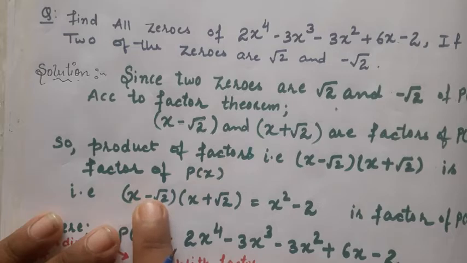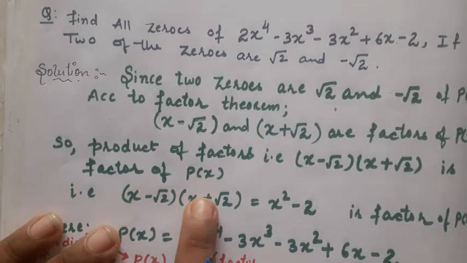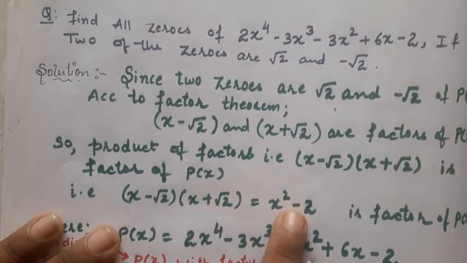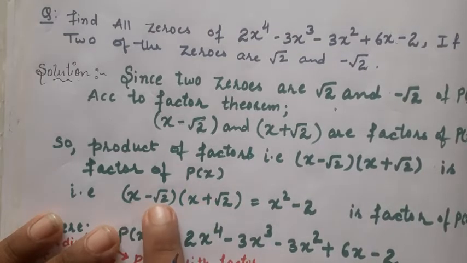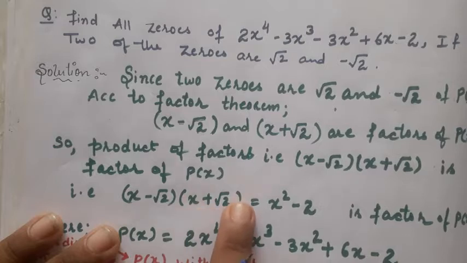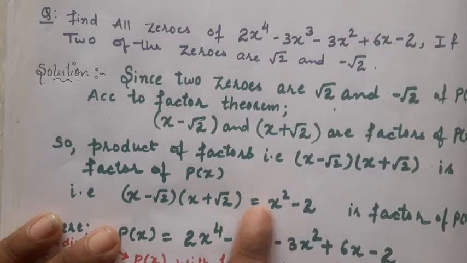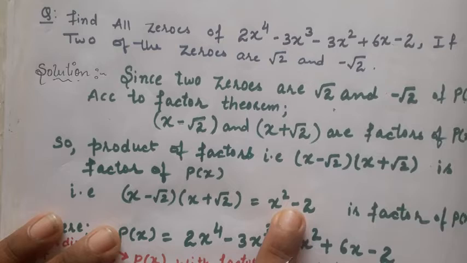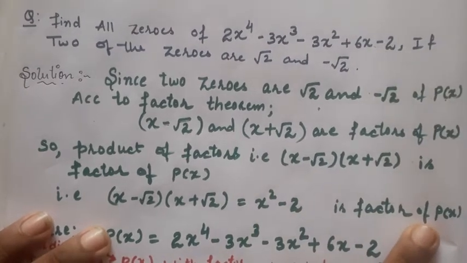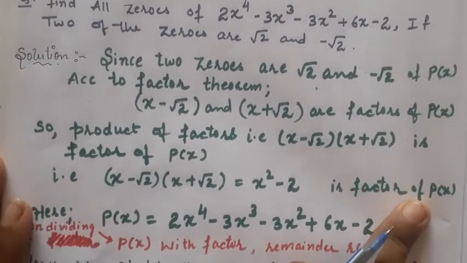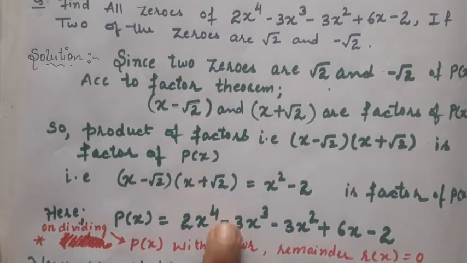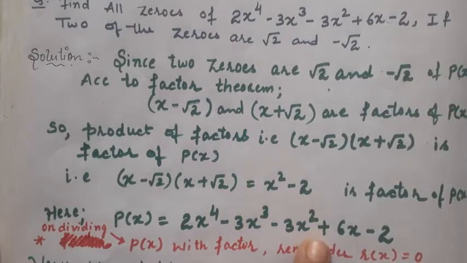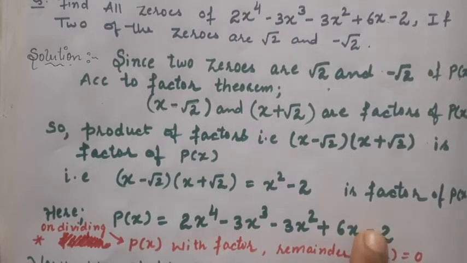(x - root 2)(x + root 2) = x^2 - 2. Here I have applied the formula (a - b)(a + b) = a^2 - b^2. So x^2 - 2 is a factor of p(x). Here the p(x) is already given in the question: 2x^4 - 3x^3 - 3x^2 + 6x - 2.